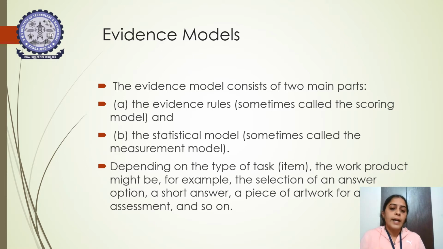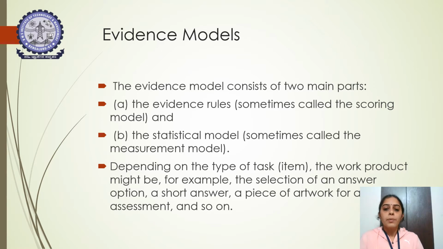So further, the evidence model will mainly consist of two parts. One is the evidence rule and the other one is the statistical model. These are the models which are being used for assessing the design as well. So hence we have to take care of the two classifications which are associated with the evidence model. Evidence rules are sometimes also called the scoring model, and the statistical models are also called the measurement model.